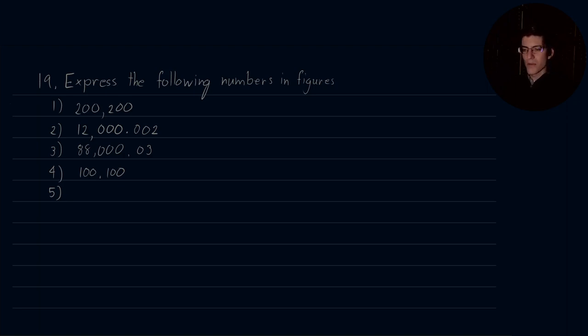Number five. Number five asks for 100,000 and 100,000th. Remember, tenths, hundredths, thousandths, ten thousandths, hundred thousandths. And for some reason, my eyes were playing tricks on me. I think I didn't make the decimal point large enough. So that's 100,000 and 100,000th.